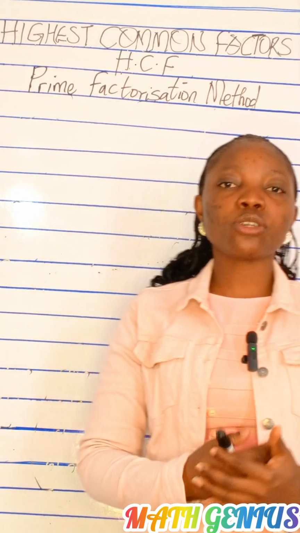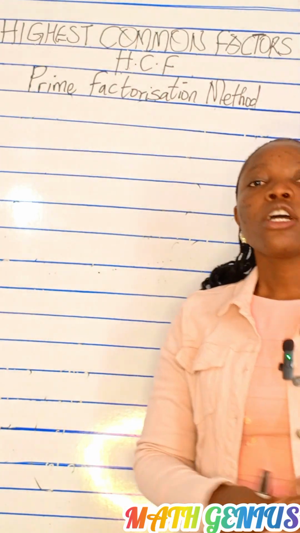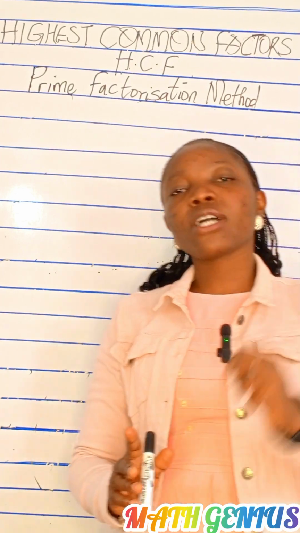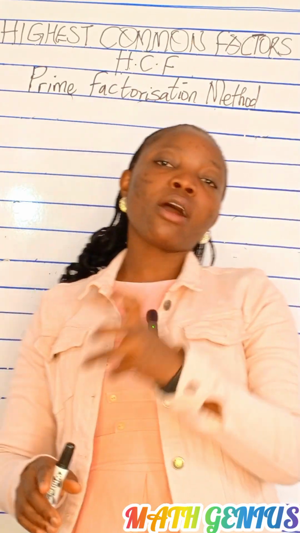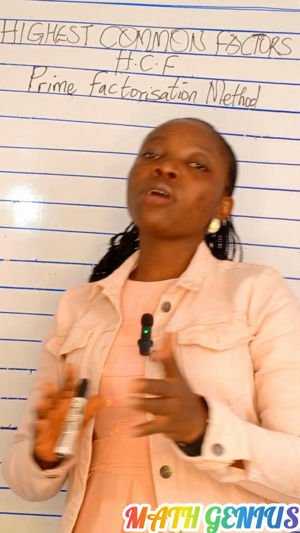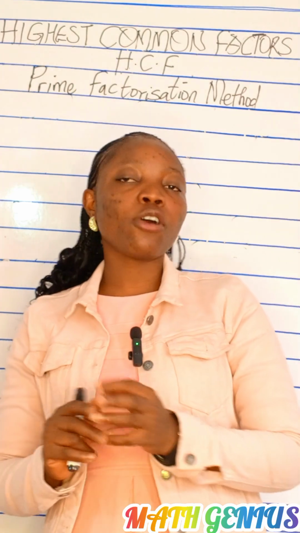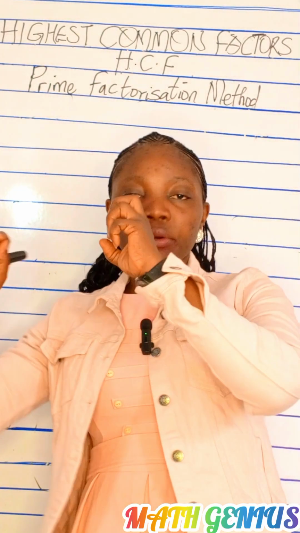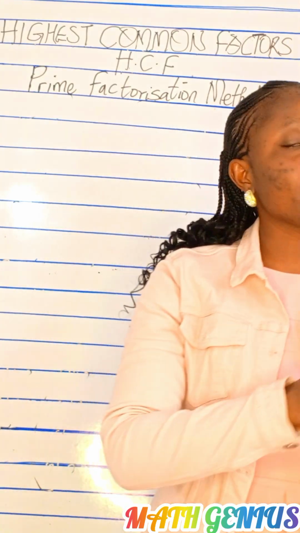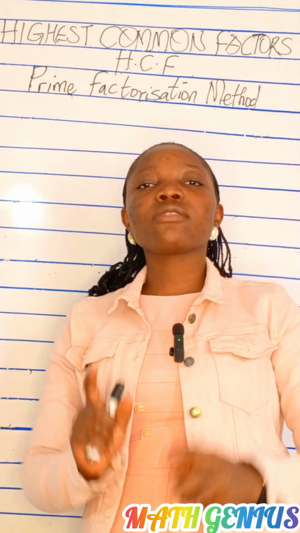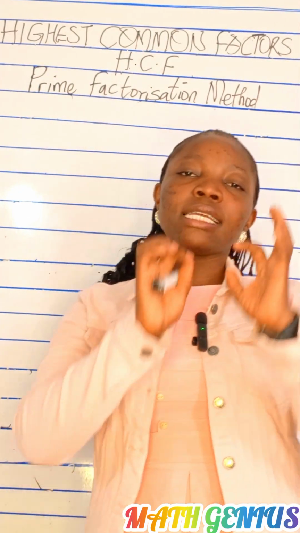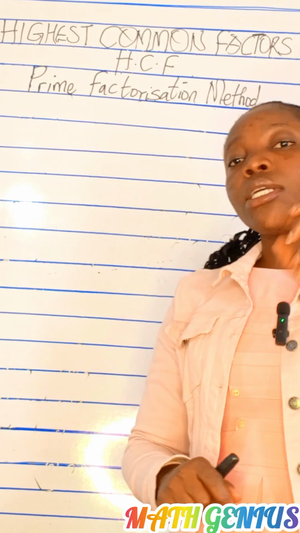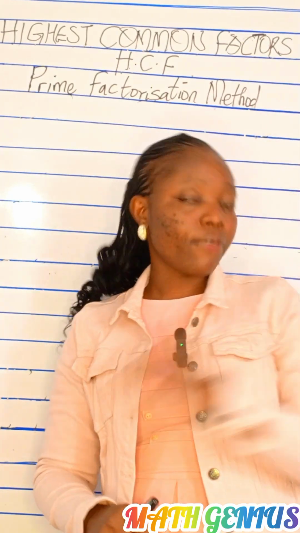made it clear that the factor method requires you first of all to find all the factors. Take note, all factors of the given numbers. Say you are asked to find the HCF of 24 and 36, for example. You find all the factors of 24, you find all the factors of 36, and thereafter you check out their common factors, and the highest among them will be the highest common factor.